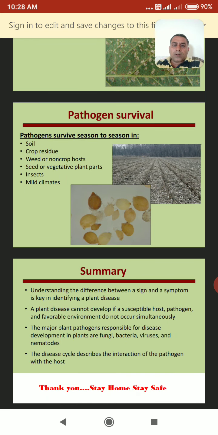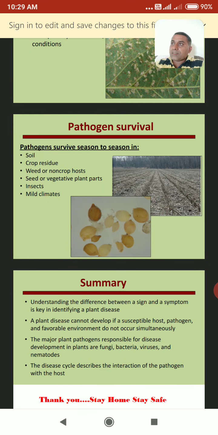Now, coming shortly to the summary. The overall summary of this PPT, today's presentation, is understanding the difference between a sign and a symptom. A sign and a symptom are key to identification in plant diseases. When we are going to study, we should first know which is a sign and which is a symptom.